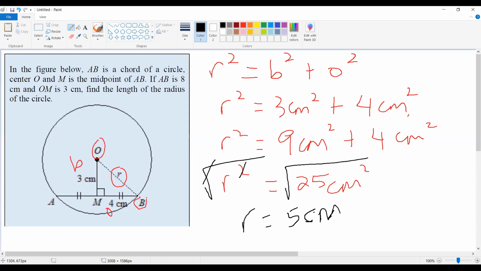Or you can have simply used theorem 2, right? And it says here that a straight line drawn from the center of a circle to the midpoint of the chord is perpendicular to the chord, and it forms a 90-degree angle here, right? And because it forms a 90-degree angle here, we would have known that it's a right angle, and of course we use Pythagoras' theorem. Okay?